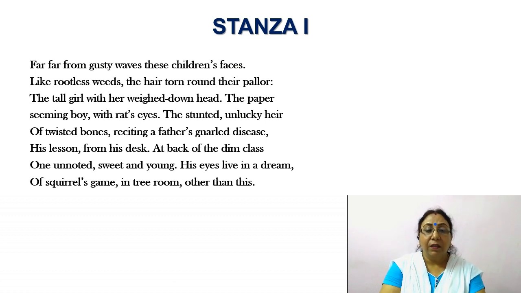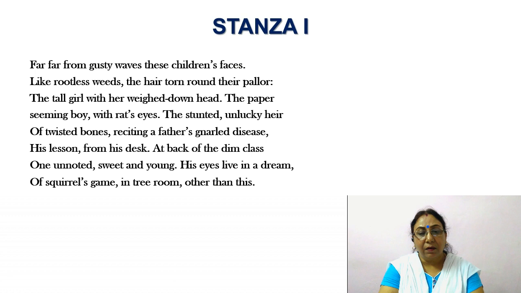Here, the hair of the children is compared to the rootless weeds. Rootless weeds are those weeds that are pulled out from the ground because they are unwanted. In the same way, the appearance of the children seems to be unwanted like the rootless weeds. The hair is scattered on their pallor. Pallor here means their pale face.